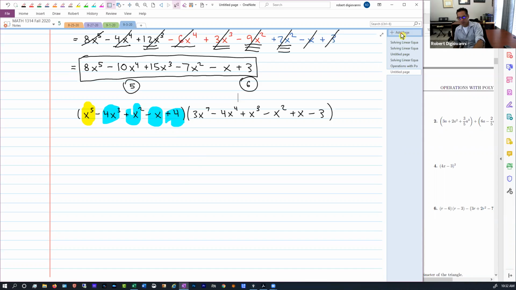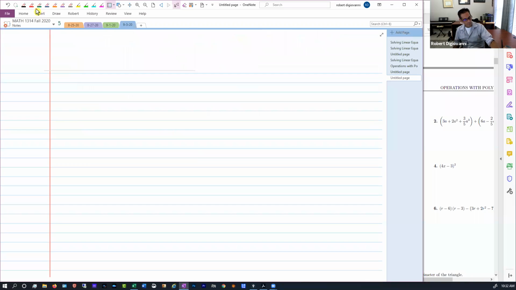So I want to look at one other problem. Let's say we have x plus 3 squared. The most common mistake that I see in this problem is that a student will tell me that this is x squared plus 9.